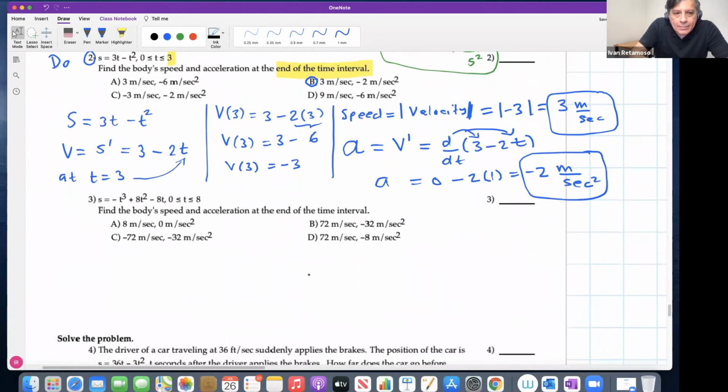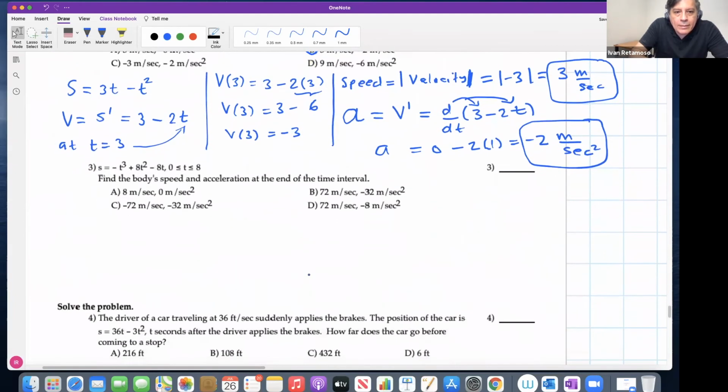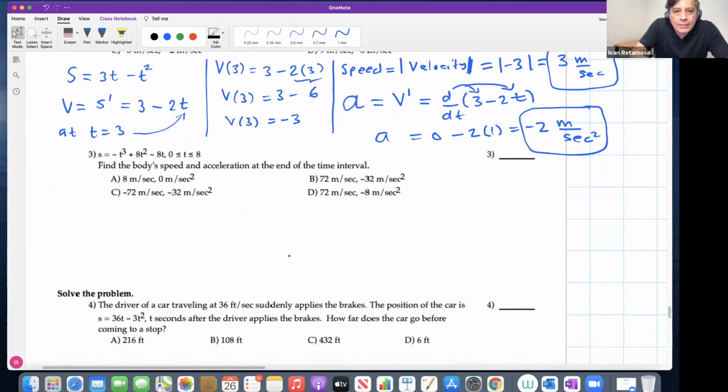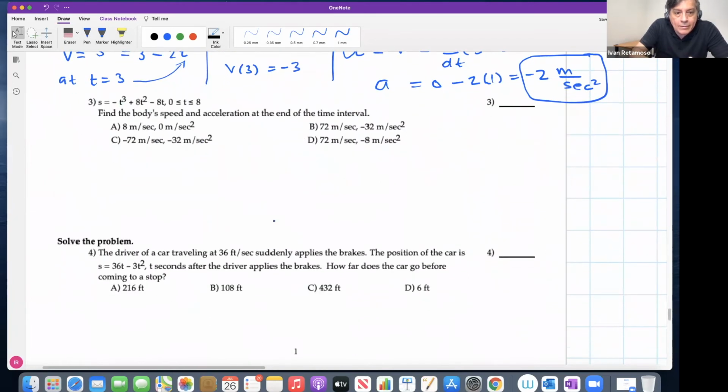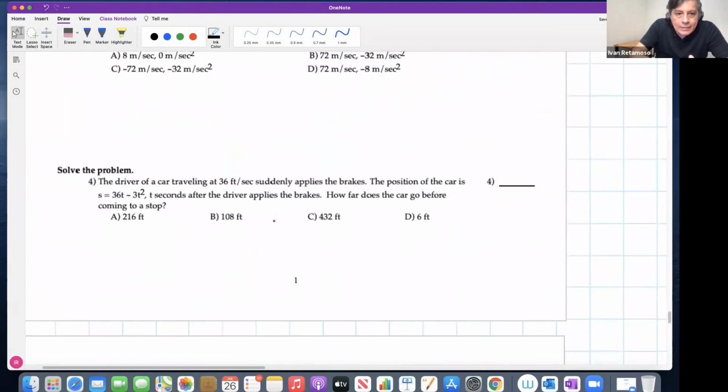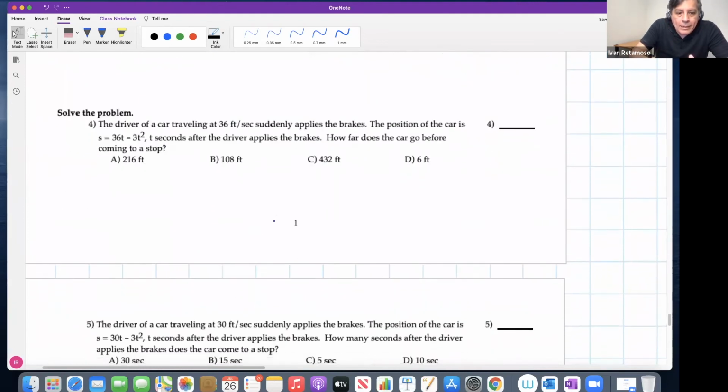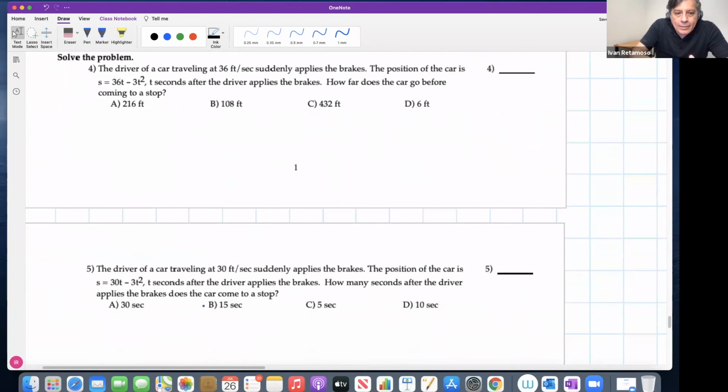Let's look at this one. Probably you can do this at home, find the body speed and acceleration at the end of the time interval. It's similar, just with a cubic function, so you should be okay with this. But I want to go over the tricky ones. This one I think is tricky. Let me explain this to you, and then I will ask you to do the next number 5, okay?